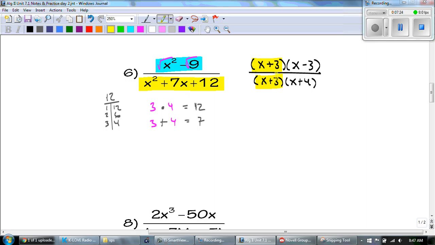And if we're looking at this, those are my ones that match. And then x minus 3 and x plus 4 are different. So I only cross out the ones that are exactly the same. And then we're left with x minus 3 over x plus 4.